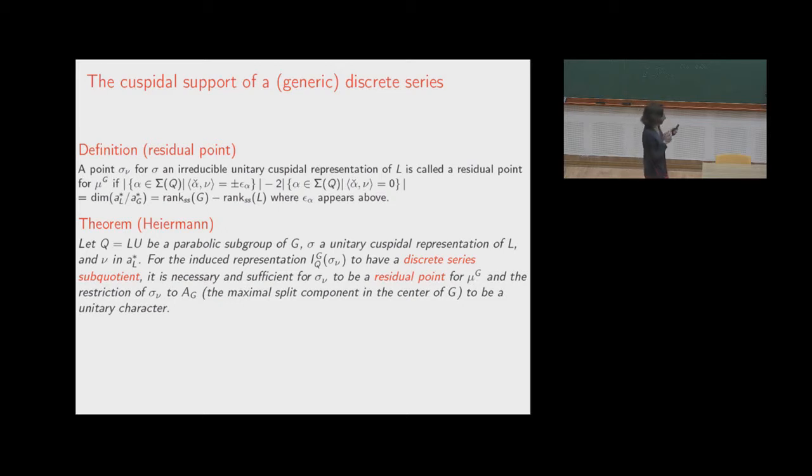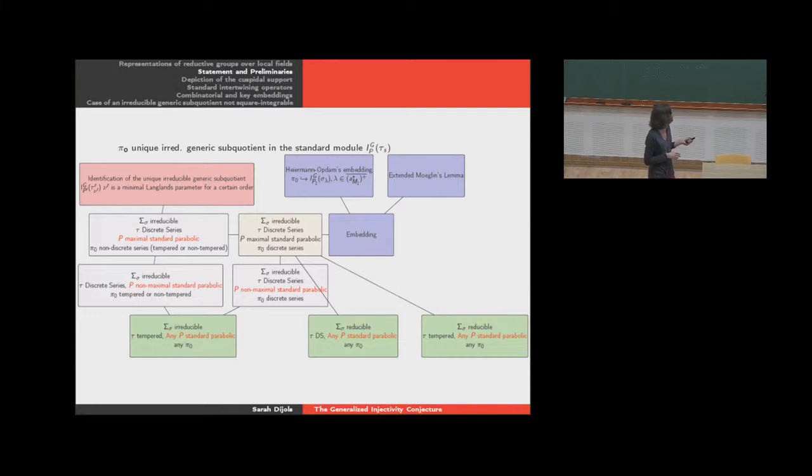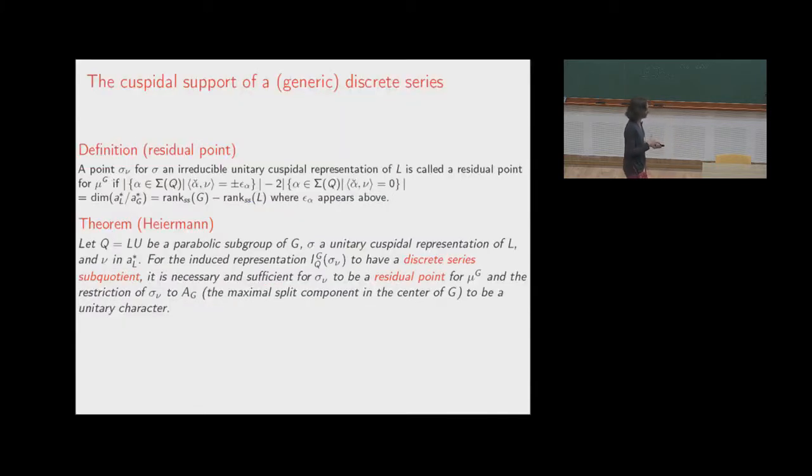So I will focus on the case of a discrete series, the central block, and I need to give you a definition to set the problem in this context. So let's first define the cuspidal support of a generic discrete series. There is a notion of residual point developed by Heiermann, and earlier actually by Silberger. He calls that a Casselman point, but it's an equivalent definition.